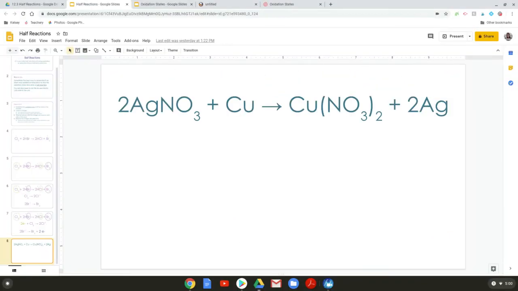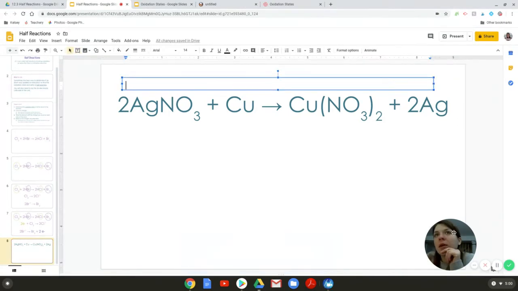Again, we have another single replacement reaction. Let's roll. I'm just going to skip to what's easiest first. So I'm going to slide the cursor all the way over to the copper, because this is an element all by itself. Its charge is 0. I have copper.